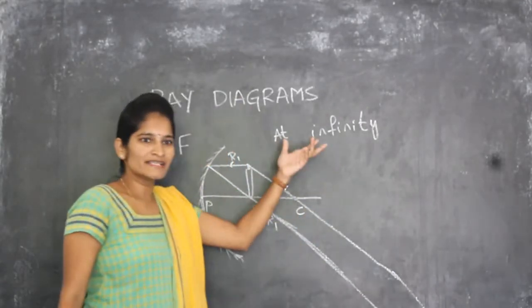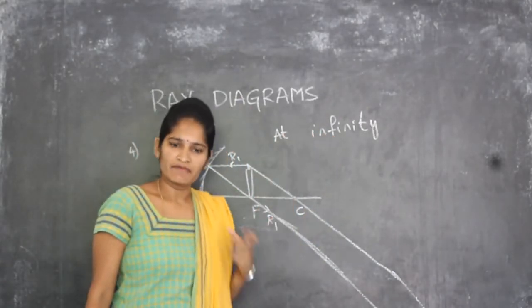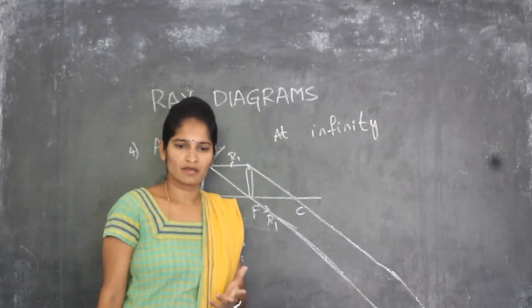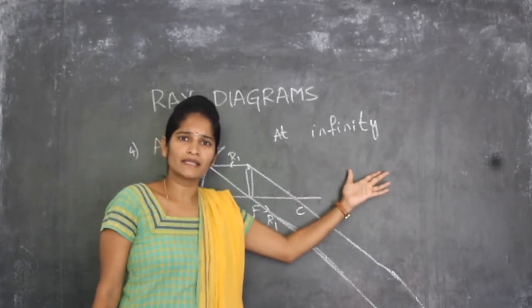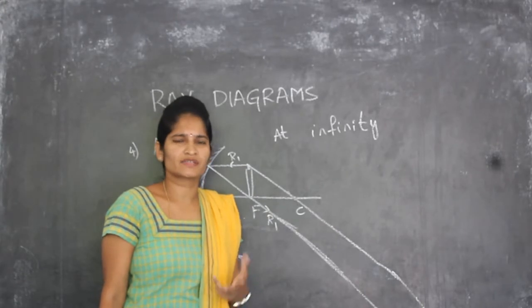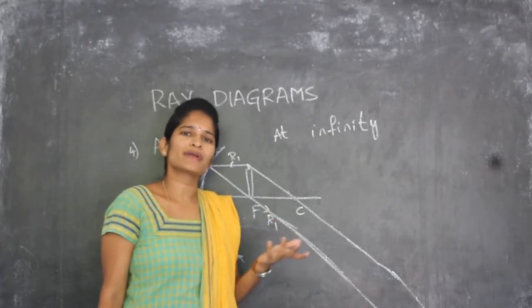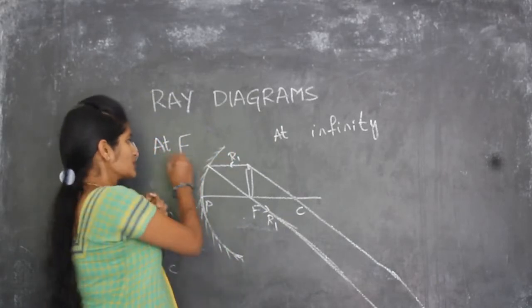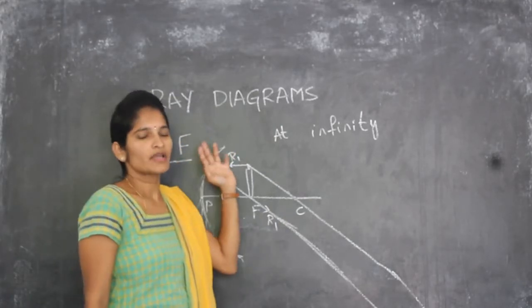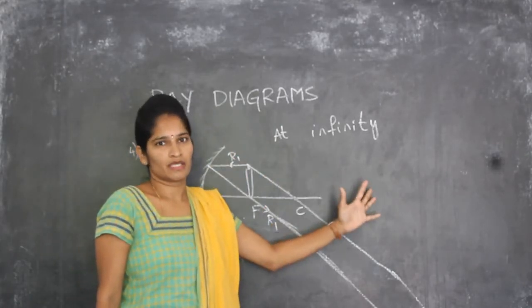So when the image is formed at infinity, can we say the characteristics of the image? No, you cannot say the characteristics, because when it is forming at infinity, you can't see the image. So without seeing an image, how can you say what the characteristics are? So at F, that means when you place the object at F, you cannot see the image.